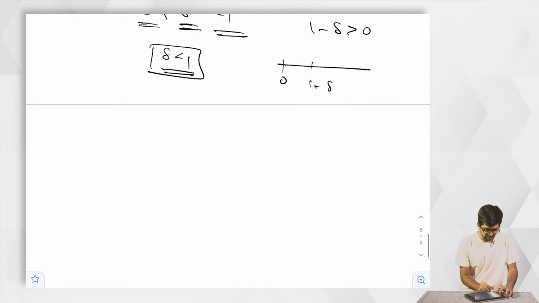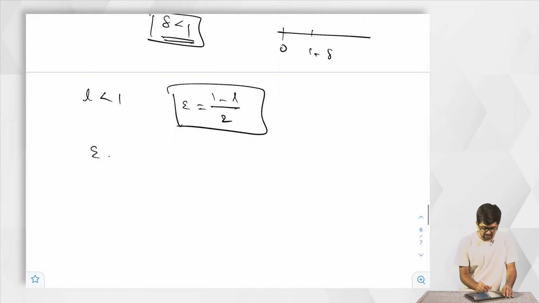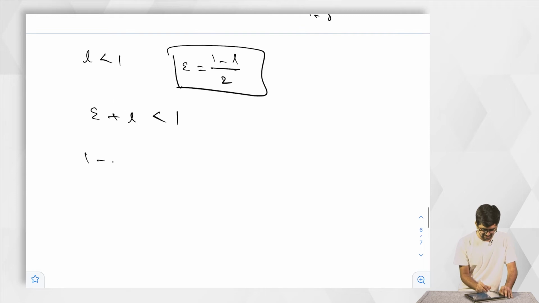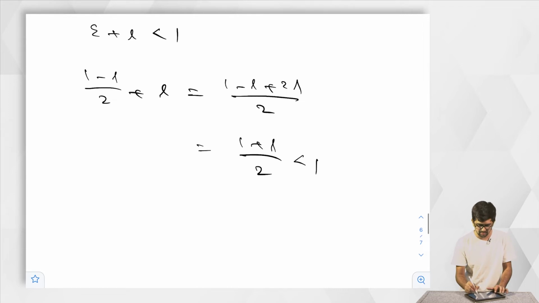So let me write down that. For any L less than 1, epsilon equal to (1 minus L) by 2 will make epsilon plus L less than 1. How do I know that? Let us try that. (1 minus L) by 2 plus L. What is this? (1 minus L plus 2L) by 2. This is how much? (1 plus L) by 2.